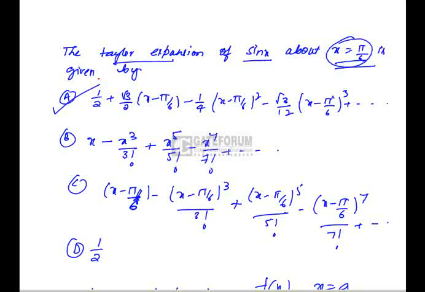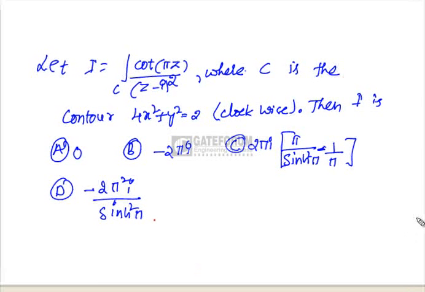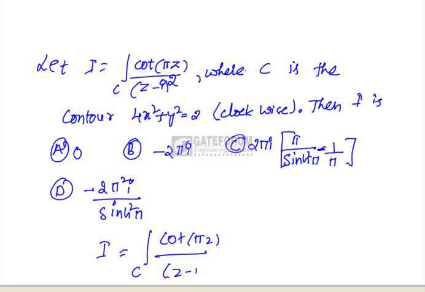Now in this problem, I is given as the integral over C of cot of pi z by (z minus i) whole square, where C is the contour 4x square plus y square equals 2 in clockwise direction. Then we have to find the value of I.